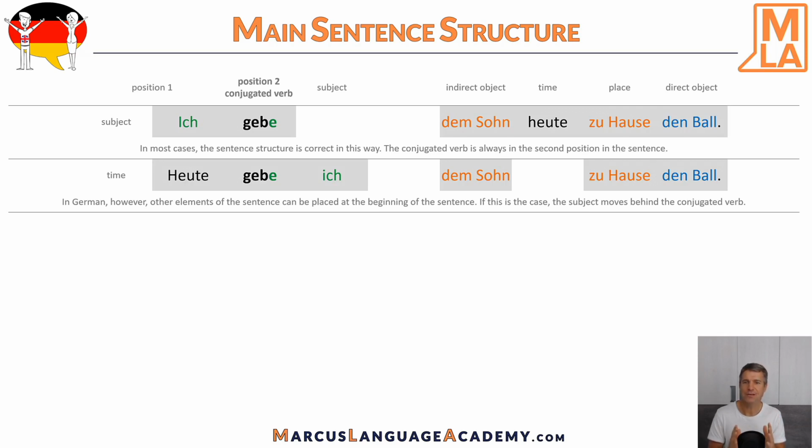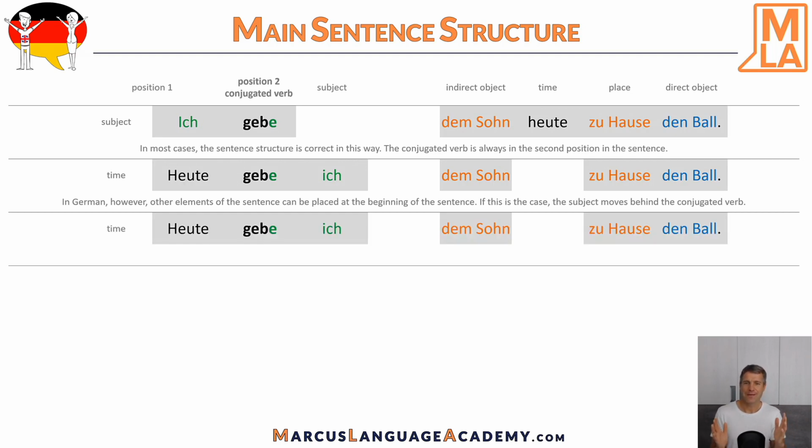Heute gebe ich dem Sohn zu Hause den Ball. Literally, today give I to the son at home the ball. And again, the verb remains in the second position.